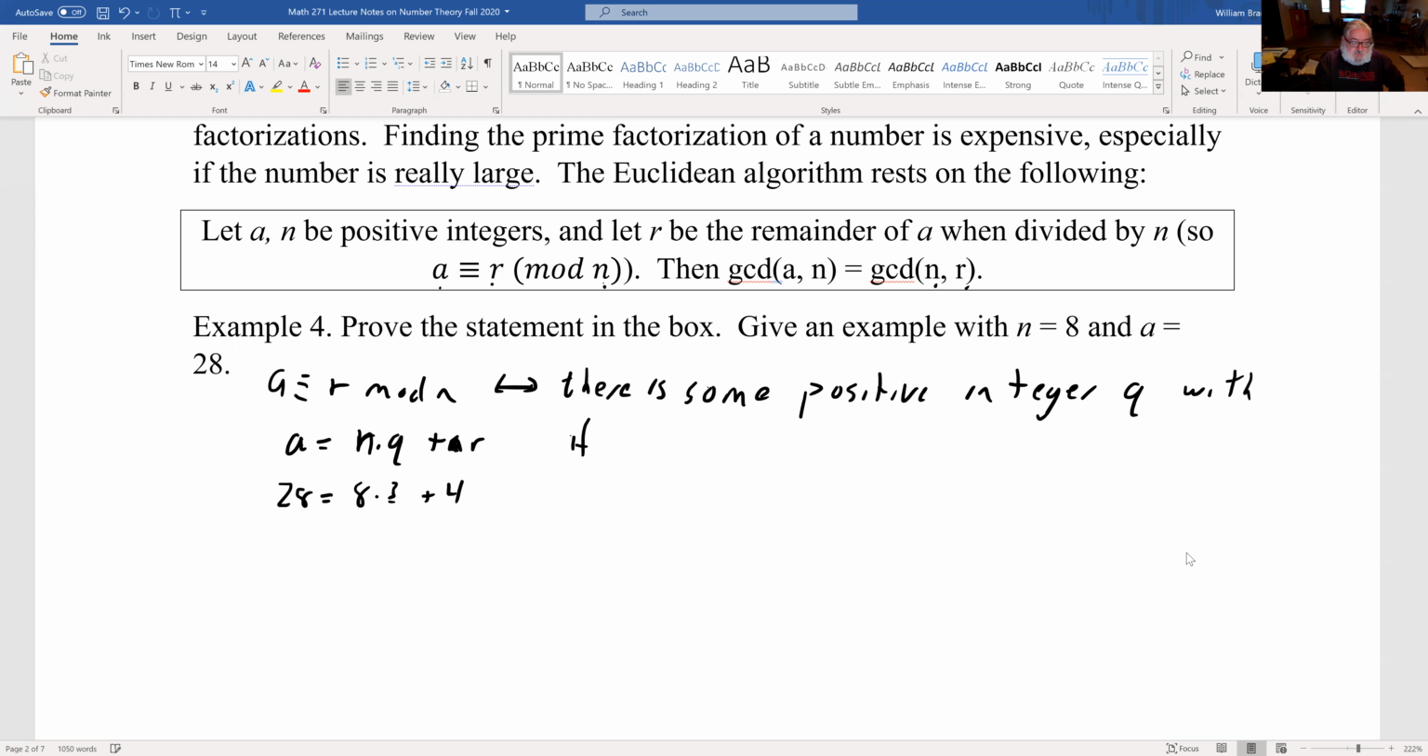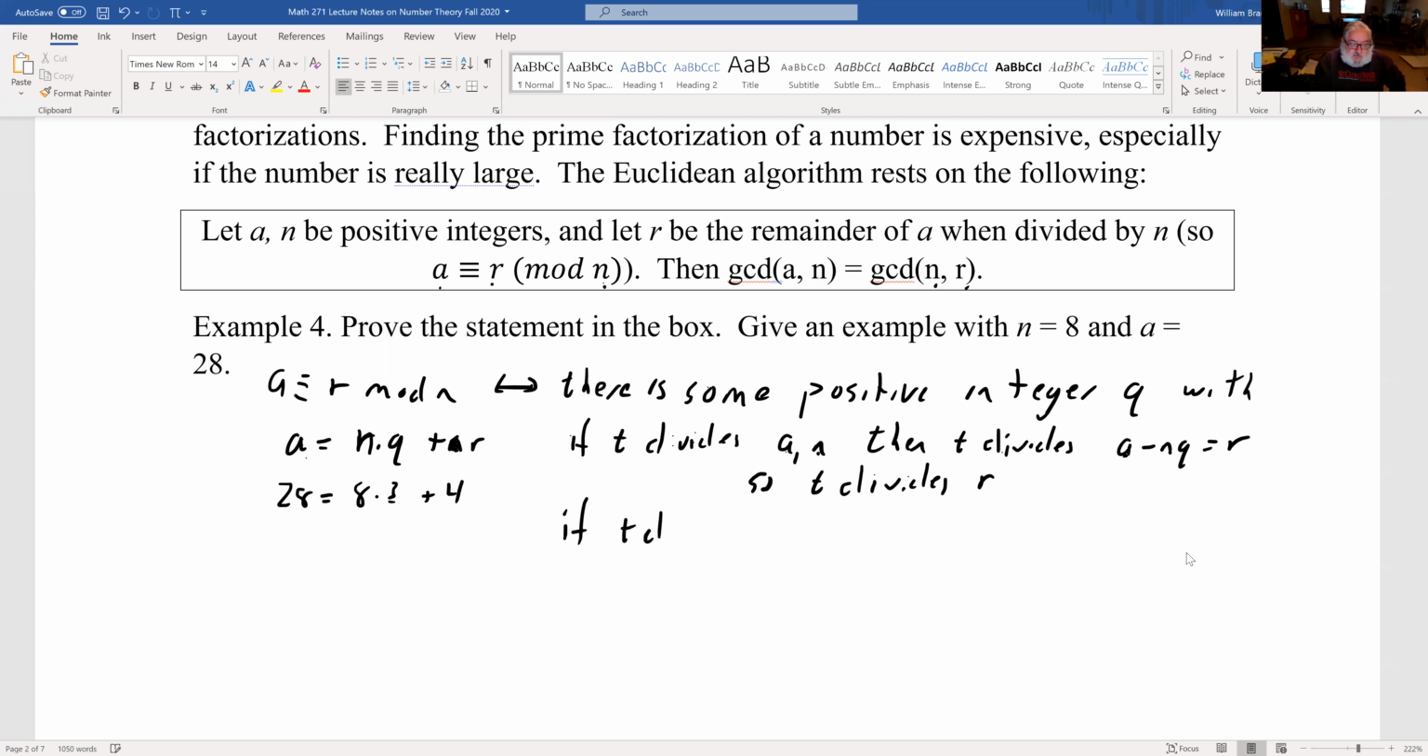So if some number, we'll call it t, divides a and n, right? Then t divides a minus nq, which equals r. And remember that divides here means divides without leaving a remainder. So if t divides these two things, then it has to divide a minus nq, because this is a and this is n, right? It divides both of those terms, but a minus nq is r, so t divides r, and also n, right?